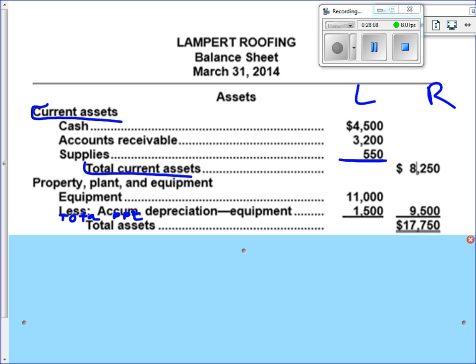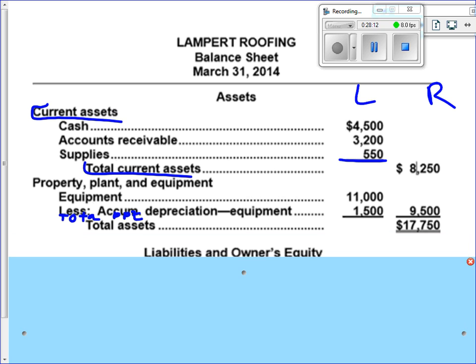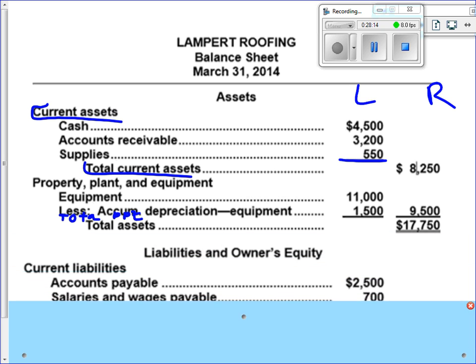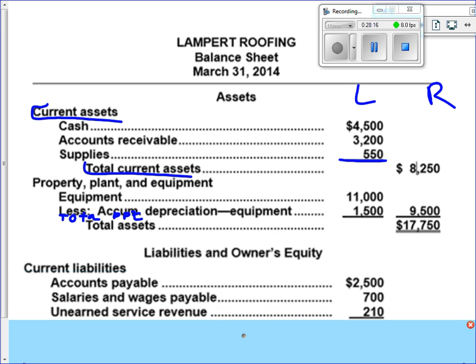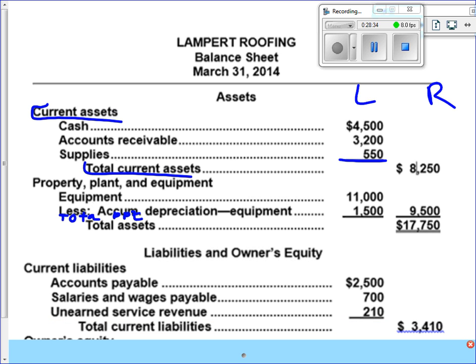Liabilities. What's our first category? Oh, I said it again. Classification. Current liabilities, and we have 1, 2, 3. We're going to use the left columns to itemize. And if the heading says current liabilities, what's the total going to say? Total current liabilities. And we'll stick that over in the right column.